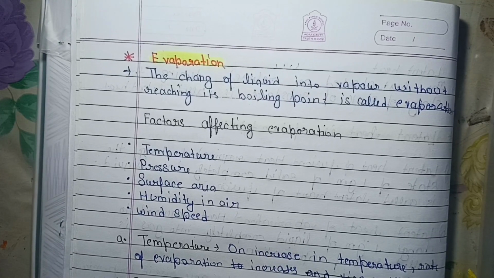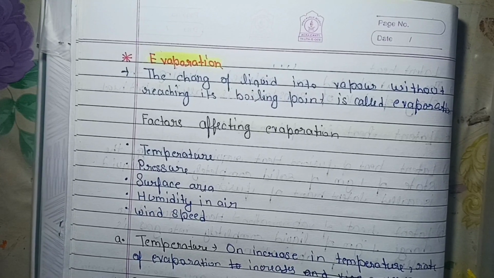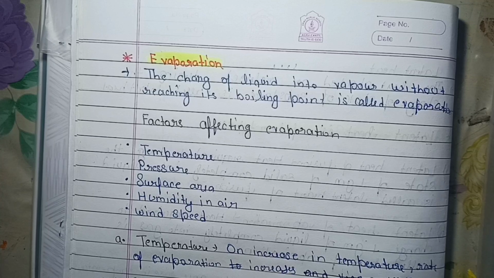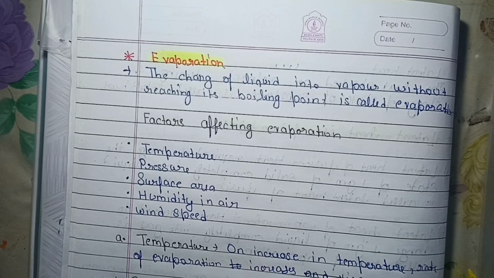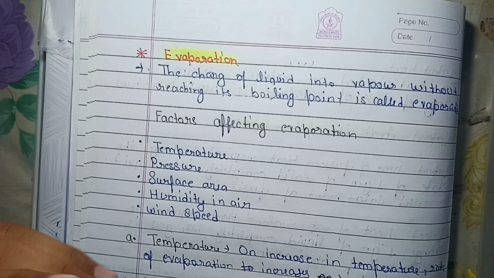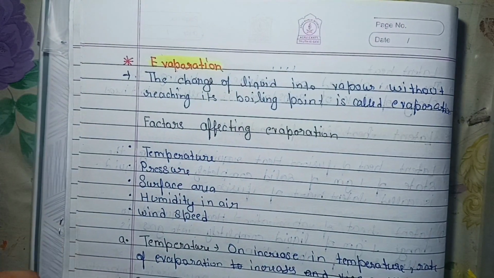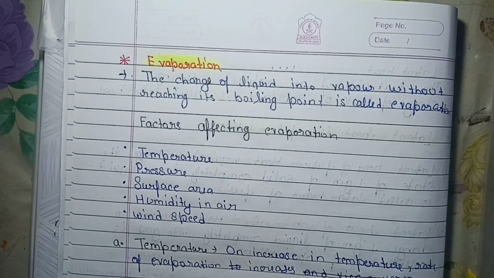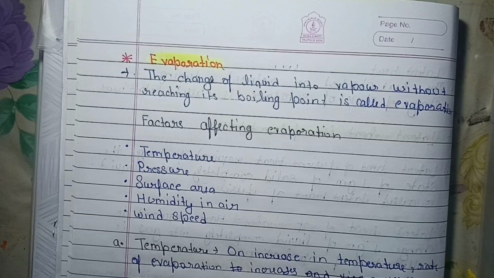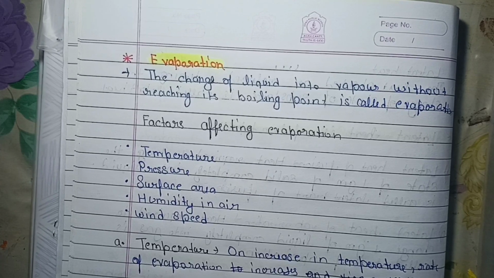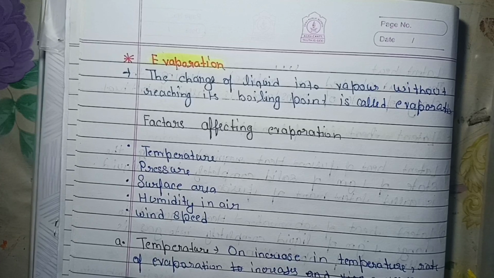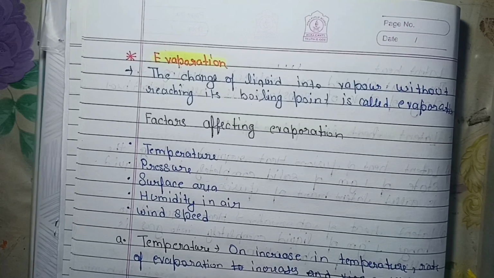What is evaporation? The change of liquid into vapors without reaching its boiling point is called evaporation. So when liquids convert into vapor without reaching their boiling point, it is called evaporation. And what is boiling point? The point when the liquid starts converting into gas is called the boiling point.